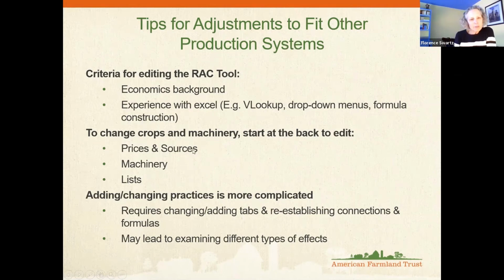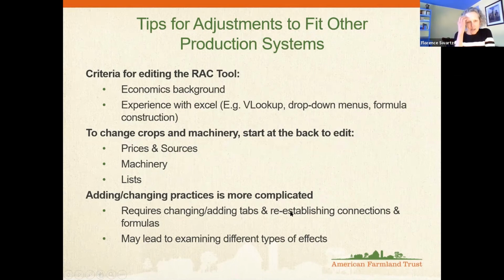So if we do want to make some changes, there's some easy changes you can make. If you were interested in perhaps, say, changing just the crops being grown and the machinery that are being used, those are pretty straightforward. It basically means making edits at the back end of the workbook on the prices and sources, machinery tab, and the list tab.